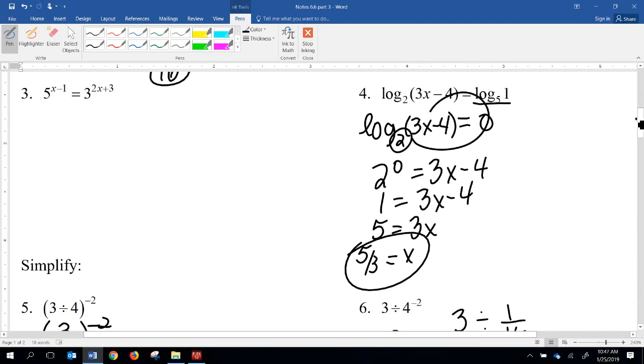Okay, number 3. How did I show this class to do it? Did I tell you to rewrite it as a log or take the log of both sides? Rewrite it as a log? Okay. All right, so just watch.